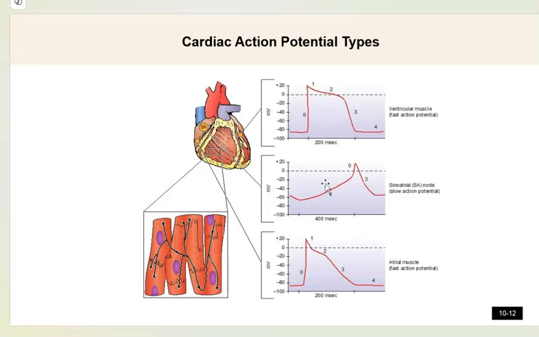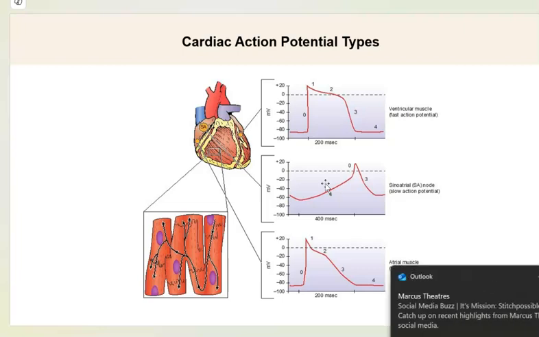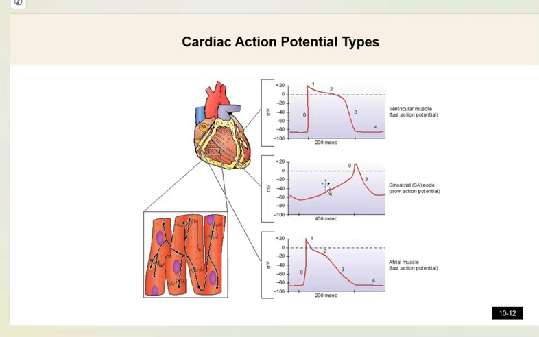So what they're trying to show us here is that the ventricular muscle has a fast action potential. And so really what we're seeing here, right, is what we look at on our tracing of our arterial line, we see this kind of line here, this potential, which is the ventricular systole. Below that, we are seeing the sinoatrial node, which is a slower action potential. And then below that, the atrial muscle, which is the fast action potential. So that is a helpful image, maybe for some of us, to see what we're talking about when we talk about action potentials.